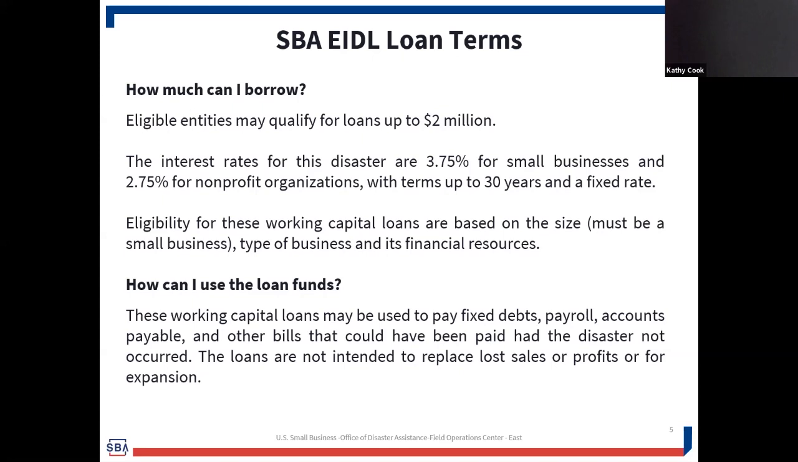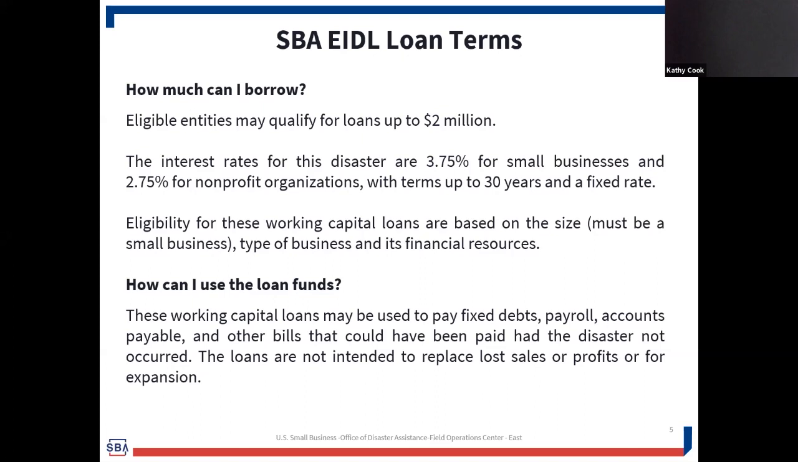Now again, eligibility for these working capital loans called economic injury disaster loans is based on size. You've got to be a small business. And so that's a requirement. We're going to analyze that. What are the funds for? The funds are for payments on fixed debts, payroll, accounts payable, quarterly taxes, anything that the business could have paid had the disaster not occurred.